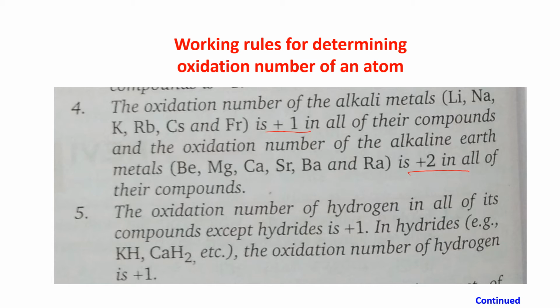The number 5 rule. The oxidation number of hydrogen in all of its compounds except hydrides is +1. Hydride means sodium hydride, potassium hydride, all this. And in hydrides, that is potassium hydride, CaH2, etc., the oxidation number of hydrogen will be -1, not +1. It will be -1. I am writing here once again.